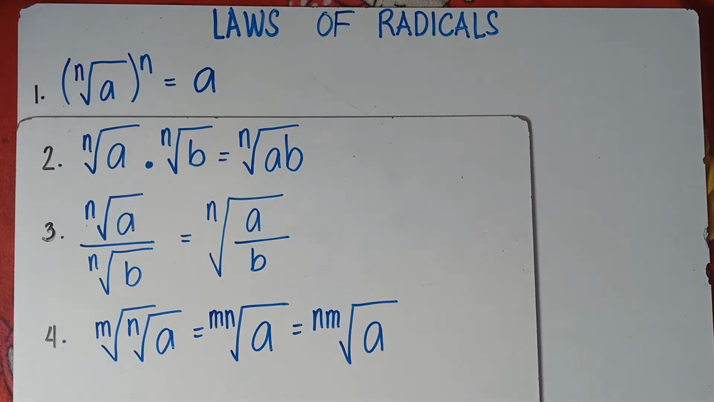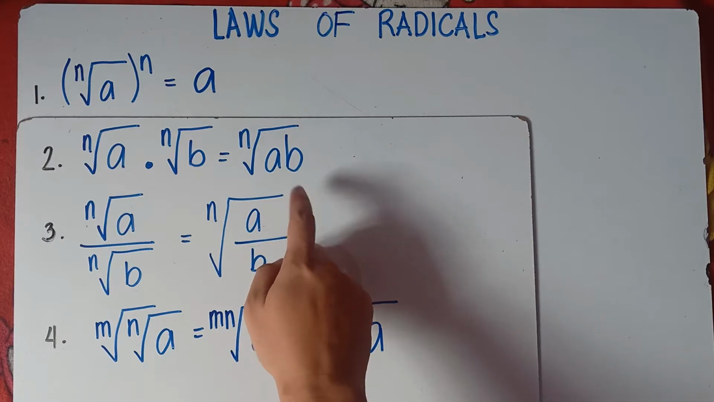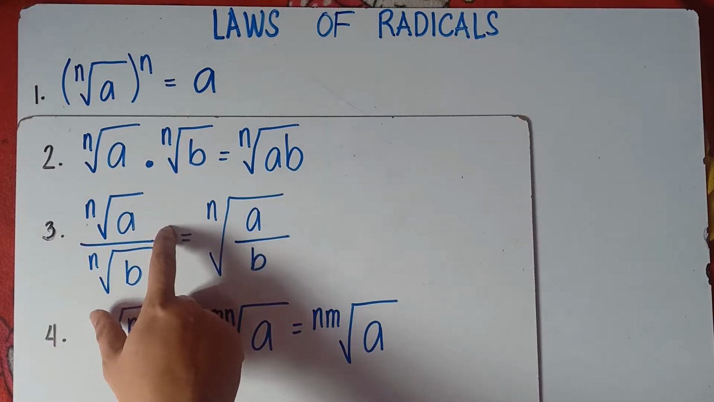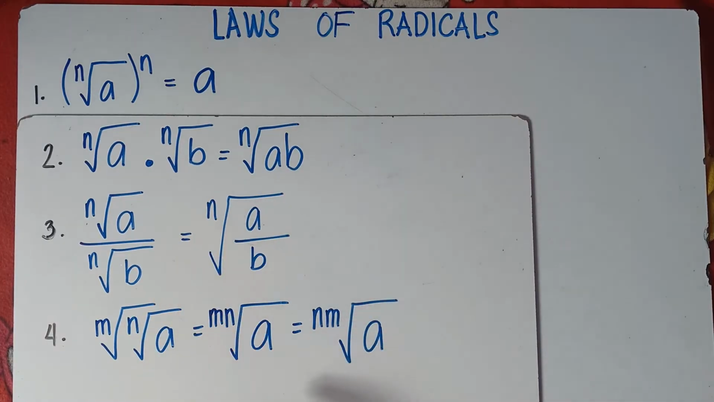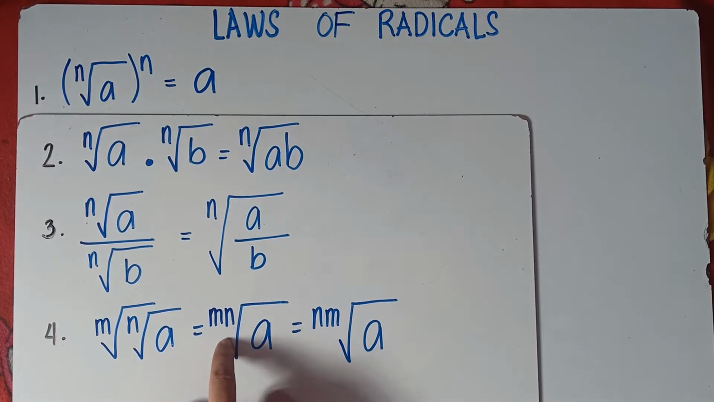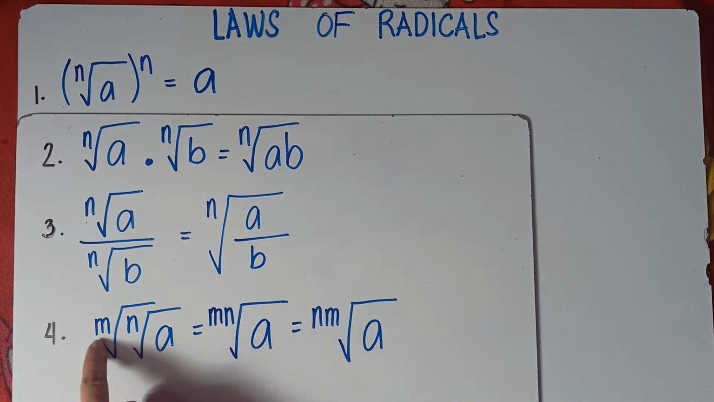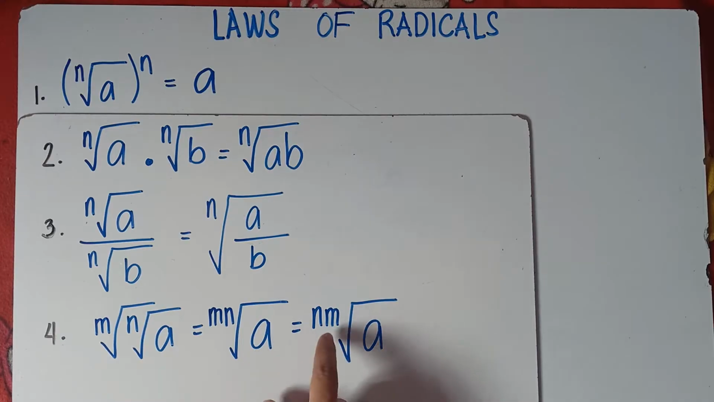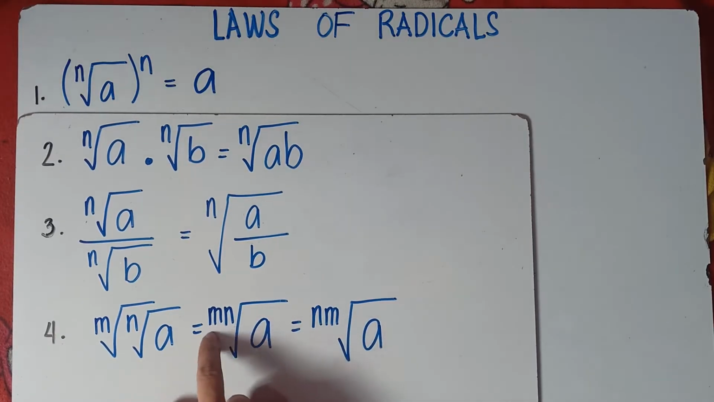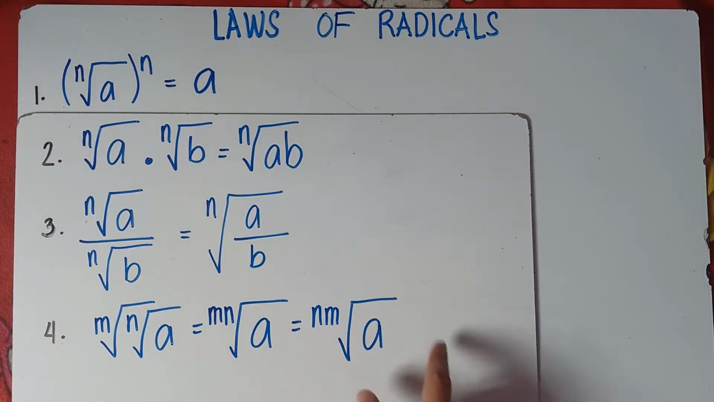Now for rule number 2, we have the nth root of A multiplied by the nth root of B is equivalent to the nth root of A times B. And for number 3, the nth root of A over the nth root of B is equivalent to the nth root of A over B. And for number 4, we have the m root of the nth root of A, which is equivalent to the m n root of A. So just simply multiply the roots and your answer will be this one. You can also interchange this m and n, so you have the n m root of A.